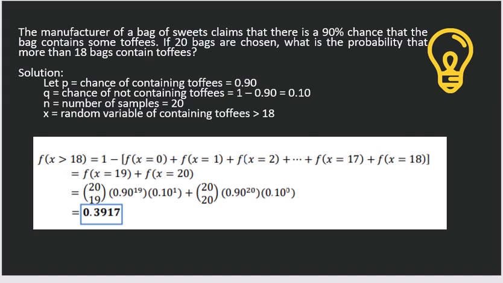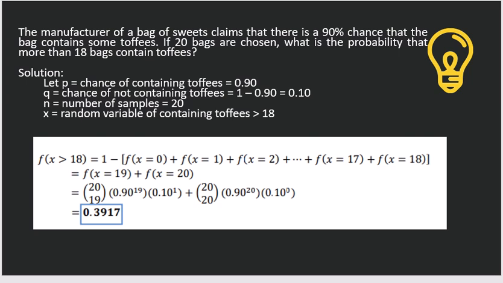Another example. The manufacturer of a bag of sweets claims that there is a 90% chance that the bag contains some toffees. If 20 bags are chosen, what is the probability that more than 18 bags contain toffees? So let p, the chance of containing toffees, be 0.90, that is the 90%. So q, the chance of not containing toffees, which is the failure, is 1 minus p, so that is 0.10. The number of samples will be 20. The random variable is greater than 18.